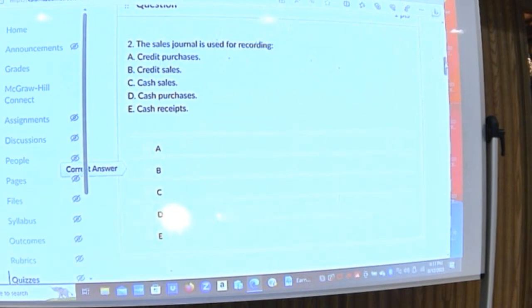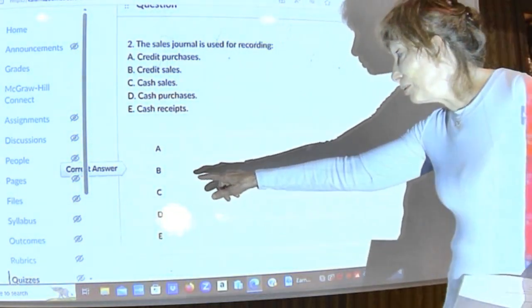Sales journal is used for recording. Okay, so we have 5 options there. The correct option is the second one. It only records credit sales, okay? Only credit sales. Cash sales, no. Cash sales go in your cash receipts journal. Only credit sales. Response is B right there.